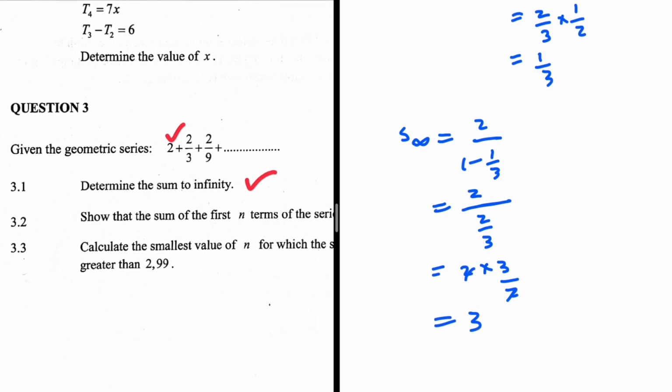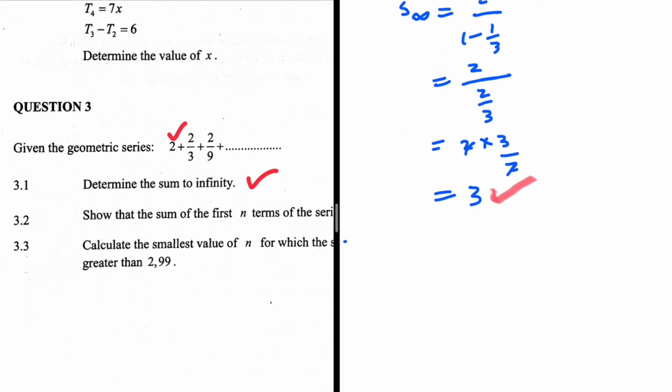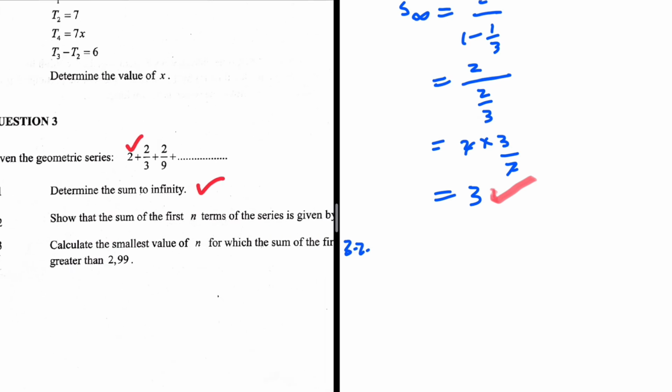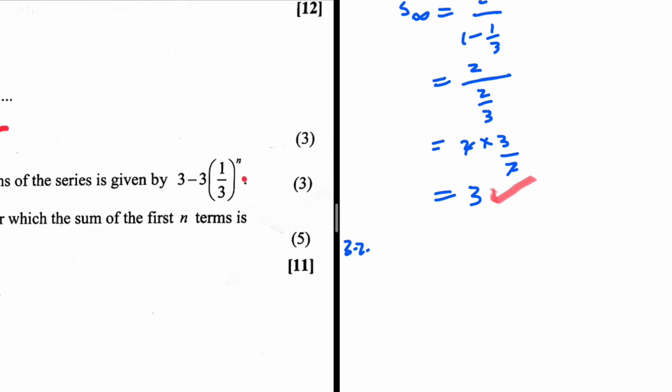That is 3.1. We have the value of a given to us. We just had to determine r and substitute in the formula and get the sum to infinity, which is equal to 3. What about 3.2? Show that the sum of the first n terms of the series is given by this expression. Well, we will see how we can get there.